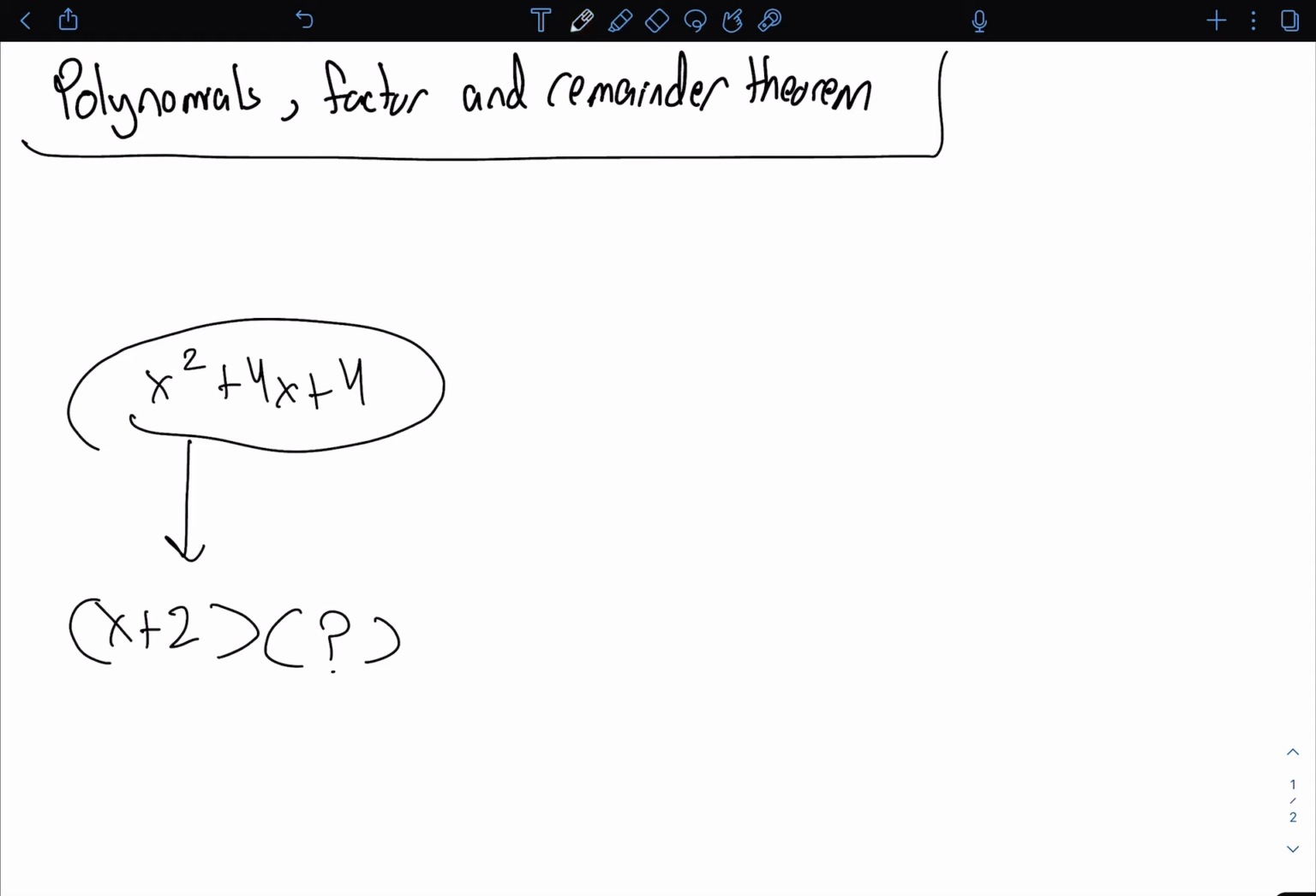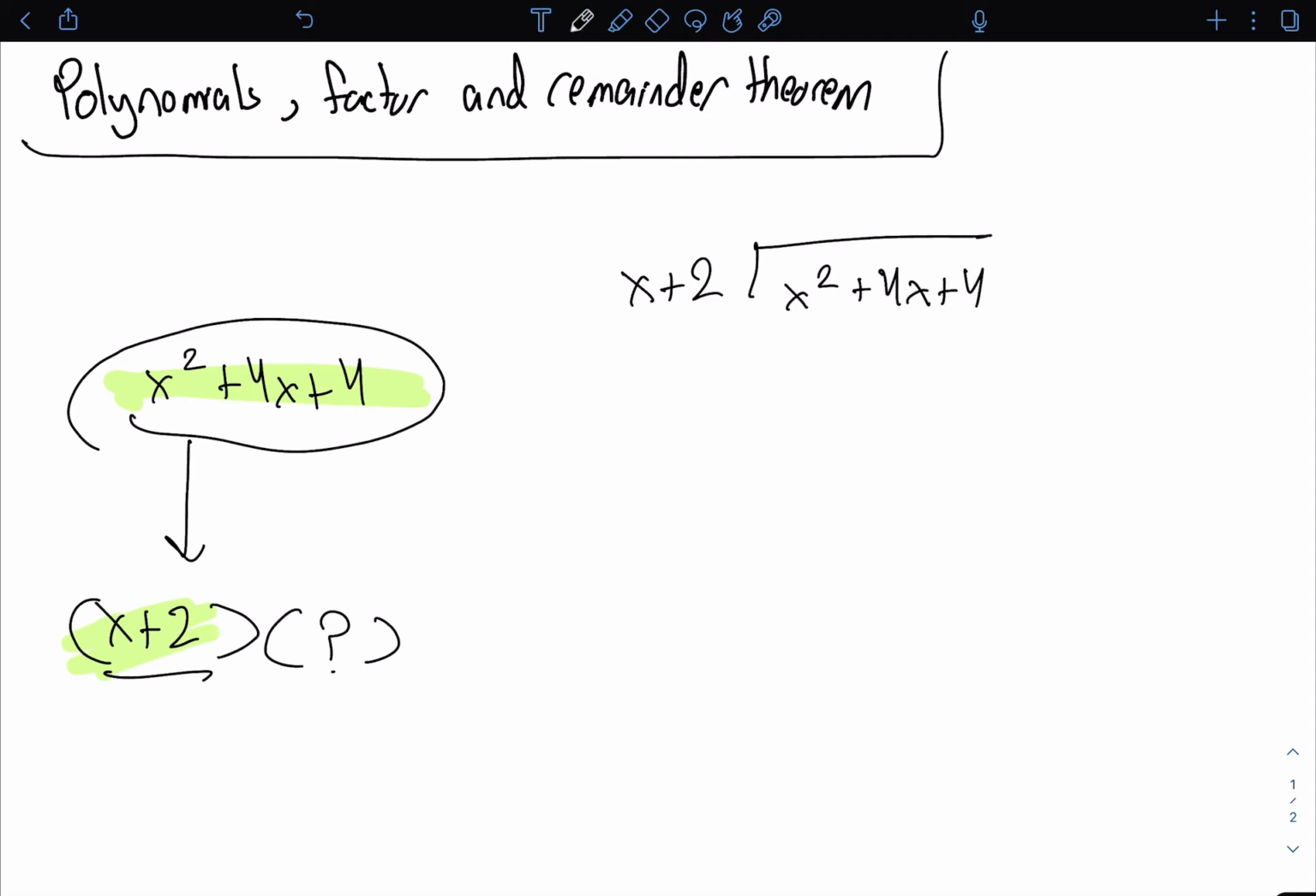Okay, so we know one of the factors is x plus 2, so we would divide this entire equation by x plus 2. How do we do that? So x plus 2, x squared plus 4x plus 4. Okay, so first step is systematic division.